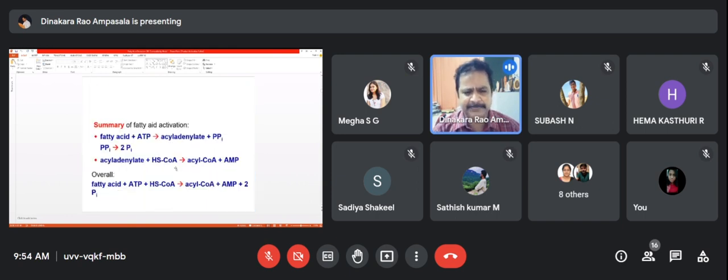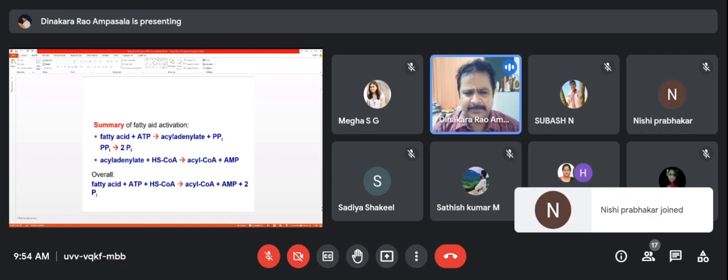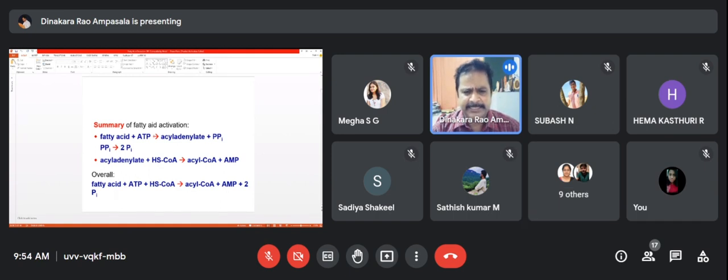First, fatty acid interacts with the ATP molecule and converts into acyl adenylate, cleaving pyrophosphate, as we saw in the previous slide. And acyl adenylate interacts with coenzyme A in the presence of thiokinases, which esterifies the fatty acid molecule to acyl-CoA and leaves AMP.